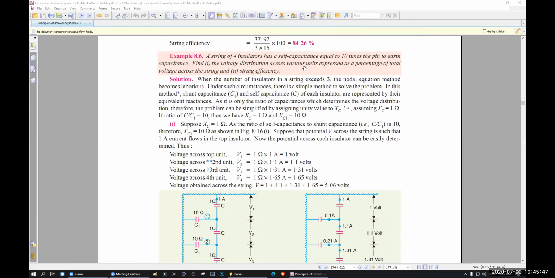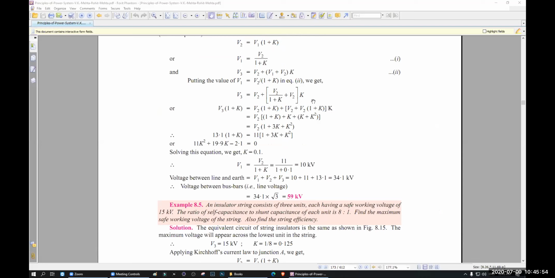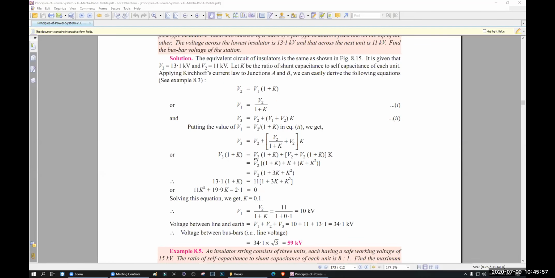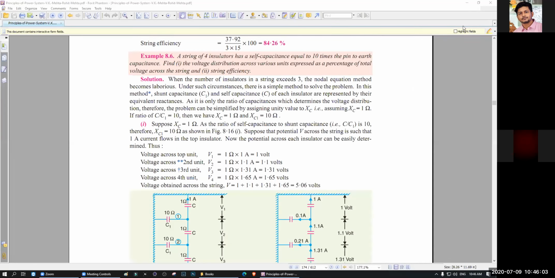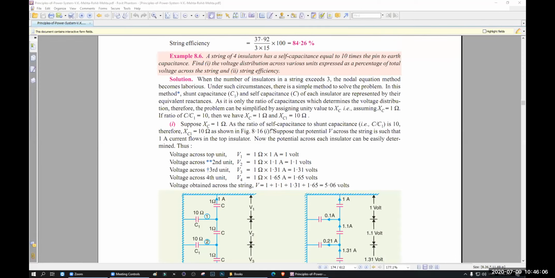Today we will be learning a new method of solving the string efficiency math. Previously, we applied the KCL at different nodes and found some formulas, right? Like V2, V3, V4, all in terms of K. Today, we will be doing the exact same thing, but with a different, very simple method. In this method, you can actually solve 3, 4, 5, 6, 7, no matter how many strings you have, it doesn't matter.